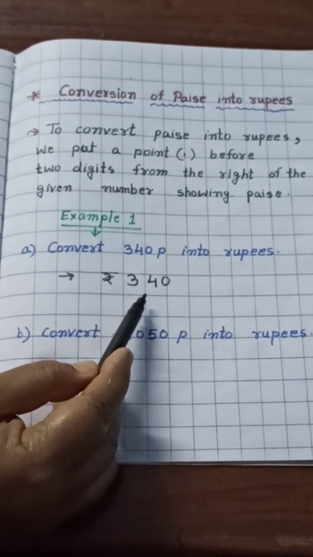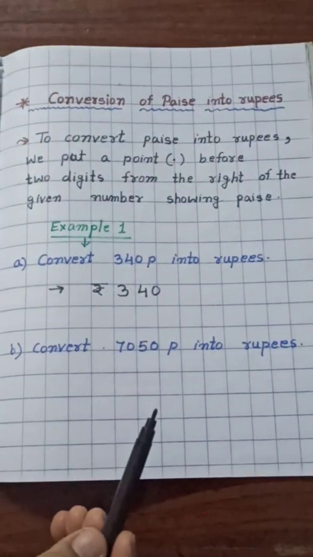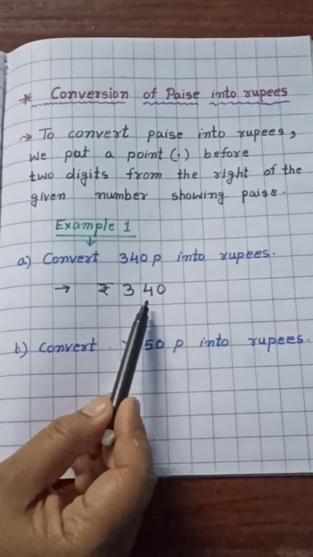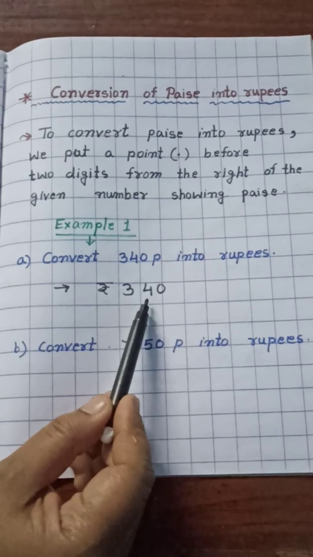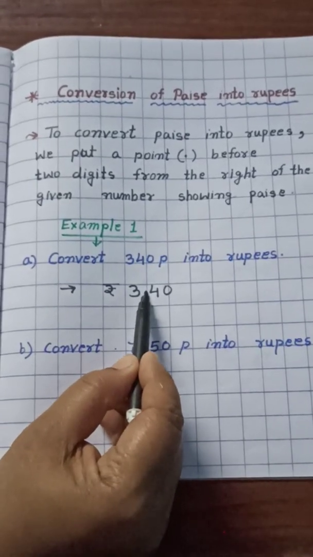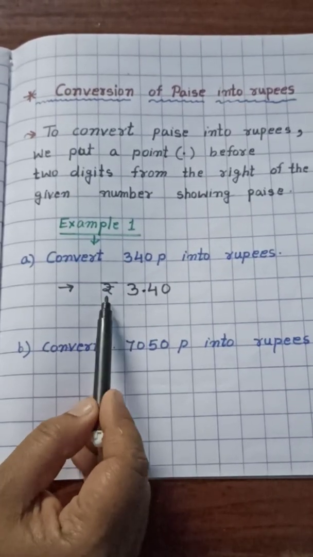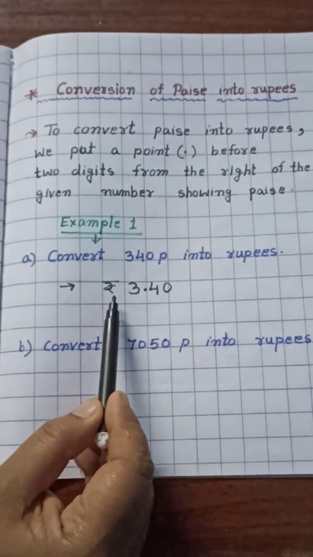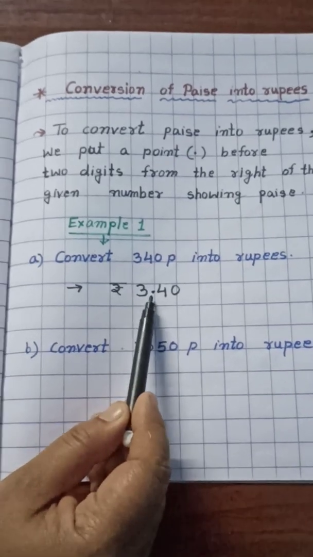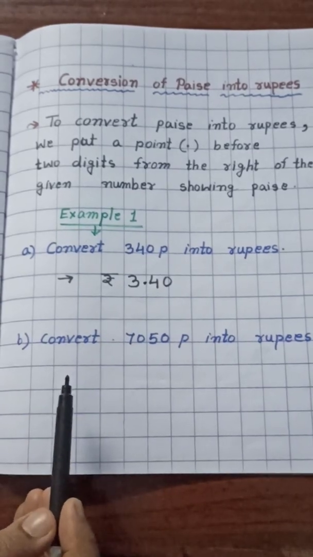Now we have to put a point before two digits from the right. On the right-hand side, the first number is 0 and the next number is 4. So we will put a point before two digits. Now we read it, and also put the symbol. So 340 paise is equal to 3 rupees and 40 paise, right? Let's see one more example.